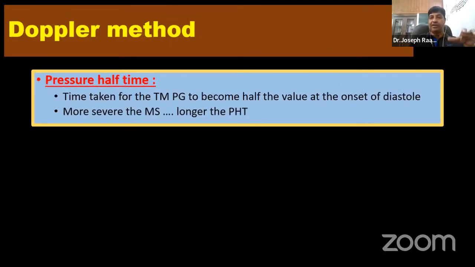So for that, we need to know what is the pressure half-time. Again, the terminology is very big and a little confusing. It's nothing but how much time it takes for the transmitral pressure gradient to become half of that. That's all. That's what pressure half-time is. So how are we going to analyze?